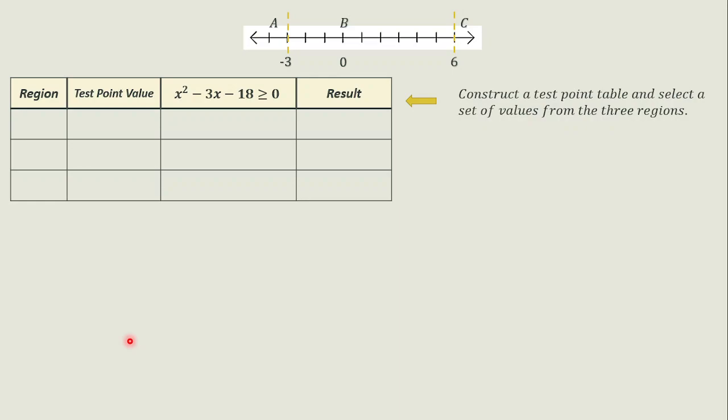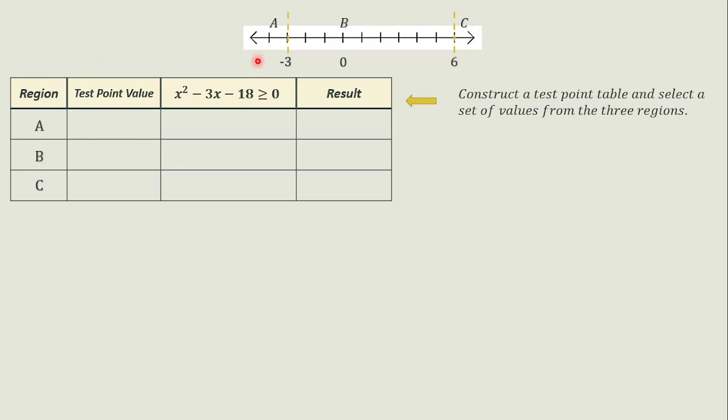And the third column class, nakadepende siya sa given na quadratic inequality sa ating problem. For example, number 1, kasi yung given na quadratic inequality is x squared minus 3x minus 18 is greater than or equal to 0. Siya yung ilalagay natin dyan sa third column. And for the fourth column, we have the result. Then ito yung region A, B, and C. And now, let's look for the test point value. Dito tayo titingin sa ating number line na nahati na into three regions.